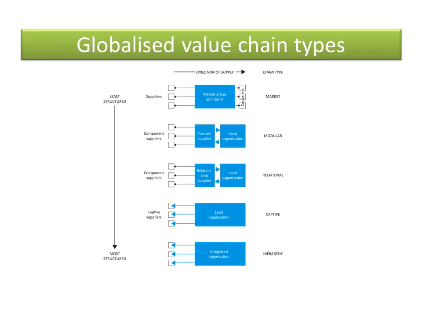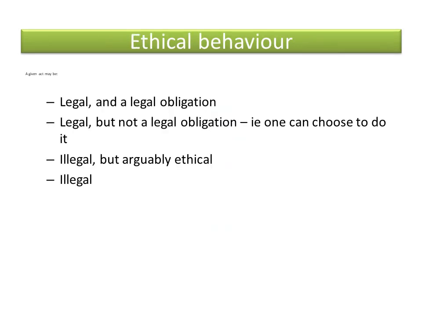The study guide talks about different value chains that some can be very structured where you've got an integrated organisation, and some can be less structured right at the top there where you've got many suppliers and many customers. So there are different ways of organising value chains. Ethical behaviour, fairly straightforward.